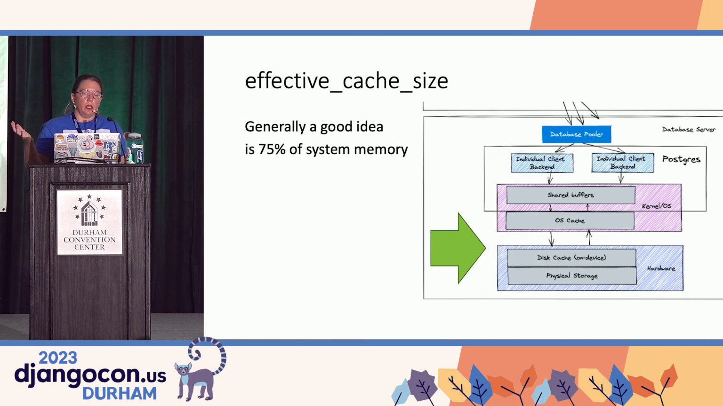And then you can also tell Postgres what your effective cache size is. This is a setting, and as you've allocated that 25% to shared buffers, you'll tell it the other 75% of that system memory.